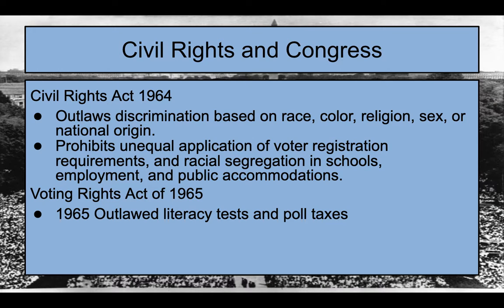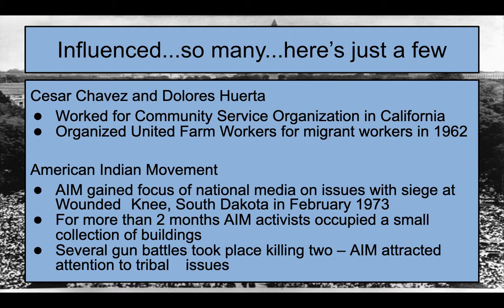You need to know the Civil Rights Act of 1964. This is going to say that segregation and prejudice based off of gender, race, anything like this is going to be illegal. Then you're going to have the Voting Rights Act of 1965 outlawing literacy tests and poll taxes.